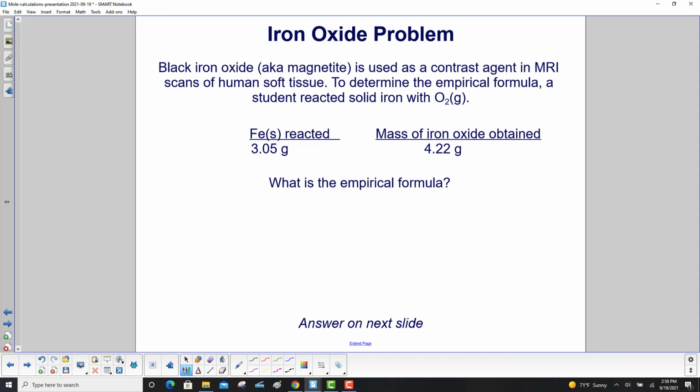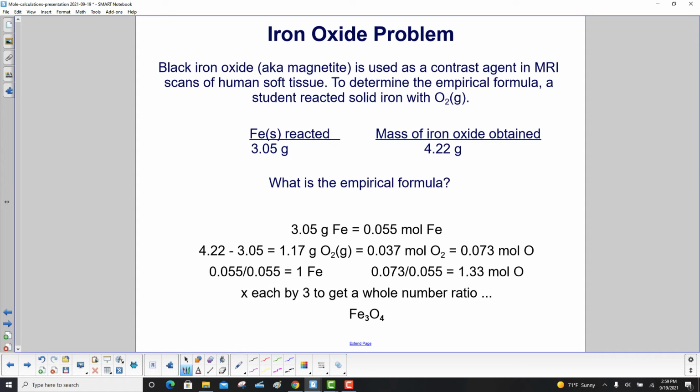Black iron oxide, also known as magnetite, is used as a contrast agent in MRI scans of human soft tissue. To determine the empirical formula, a student reacted solid iron with oxygen. So there's the iron reacted, 3.05 grams, and here's the mass of the iron oxide obtained. What is the empirical formula? The iron reacted is over here, 3.05 grams. That's 0.055 moles of iron.